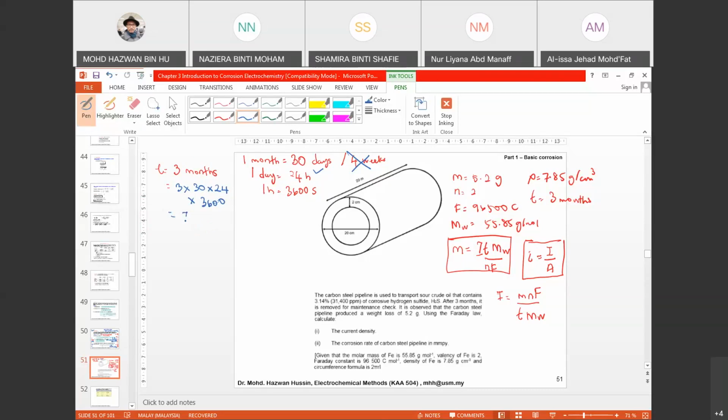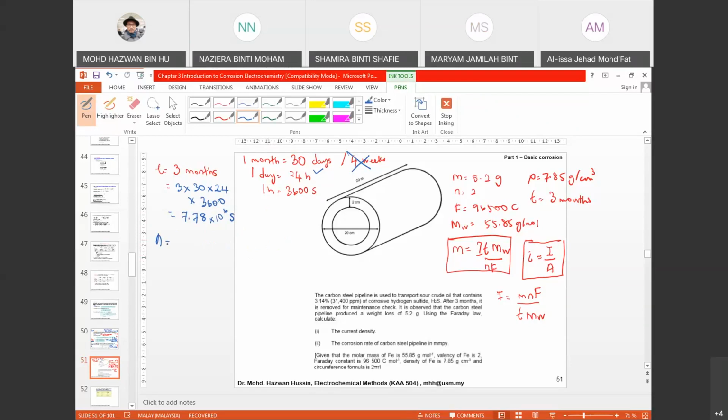7.78 to the power of 6. Did everyone get the same answer? Yes, doctor. Okay. All right. So we can actually calculate the first one. But before that, maybe we can find what will be the area.